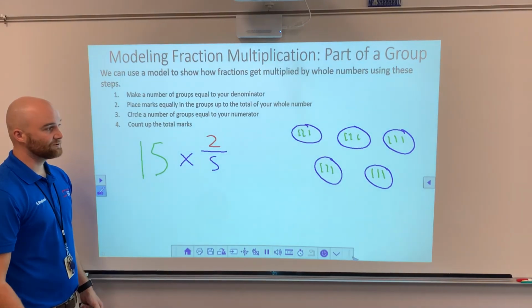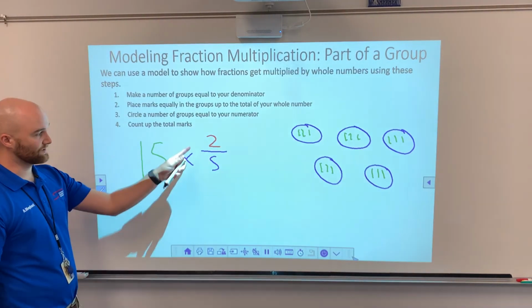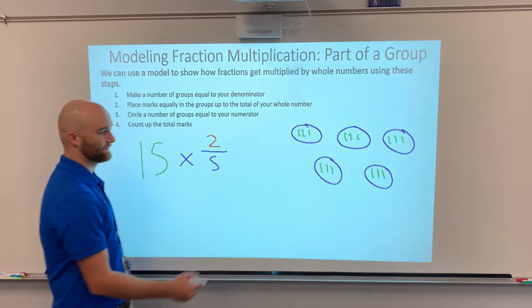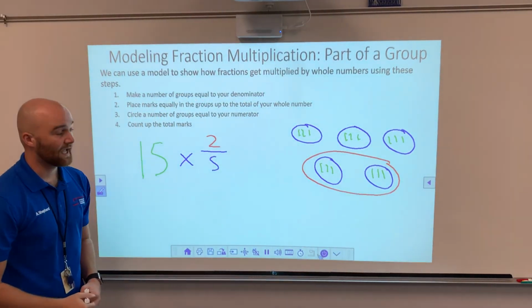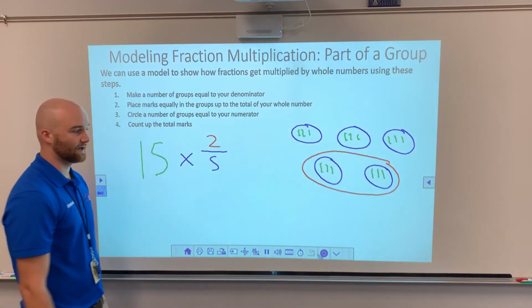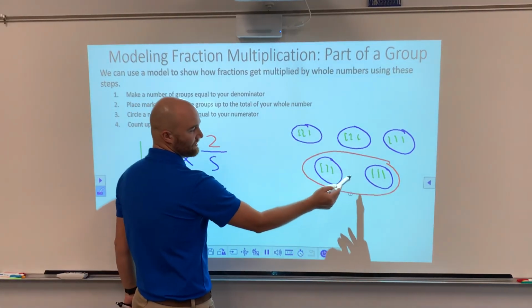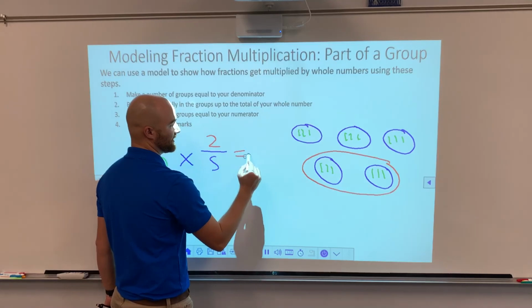The last thing I have to do is circle 2 groups because 2 is my numerator. I'm going to circle 2 groups, and my answer will be however many marks are in there. I counted 1, 2, 3, 4, 5, 6, so our answer is 6.